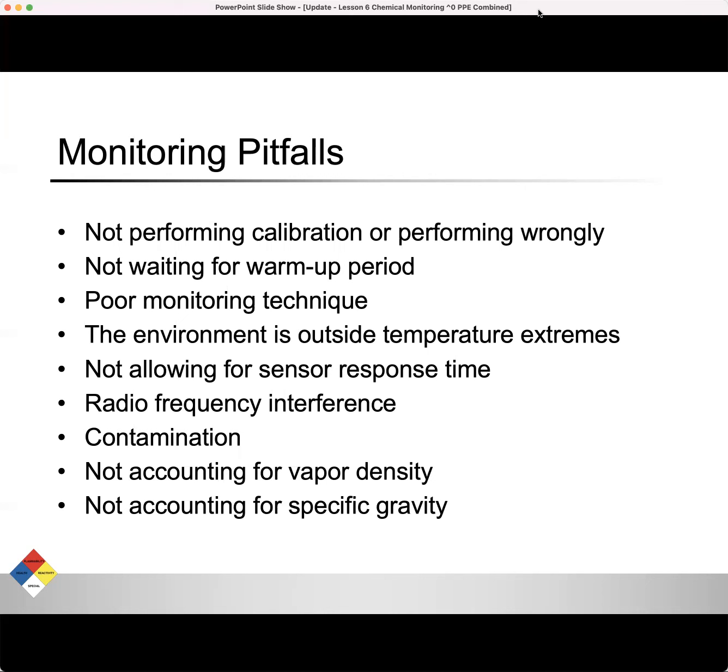Not accounting for vapor density. So for example, propane is heavier than air. If you're holding the monitor up at your face or above your head, you're going to get less of a reading than you would if you held it at your feet. And not accounting for specific gravity. Remember, the specific gravity is where something's going to be stratified in water. If the material you're looking for has a specific gravity greater than 1, which means it's going to be on the bottom of the water and you're sampling on the top of the water, you're not going to get accurate results. So you have to know your chemical and physical properties.